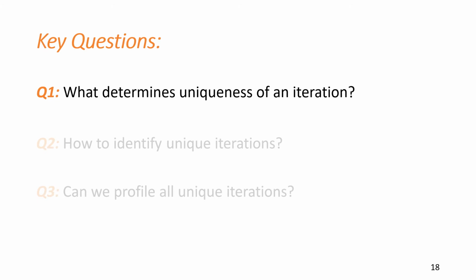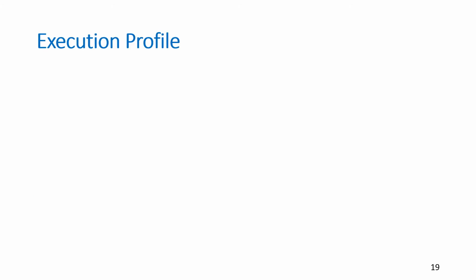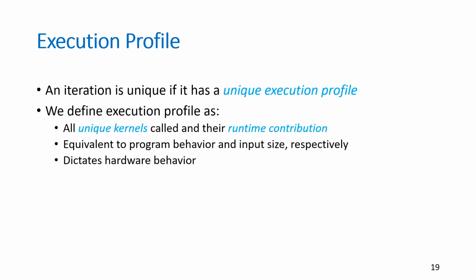For the first question of what determines the uniqueness of an iteration, we call an iteration unique if it has a unique execution profile. And we define execution profile as all the unique kernels invoked and their runtime contributions. This is equivalent to program behavior and input size respectively, both of which dictate hardware behavior.